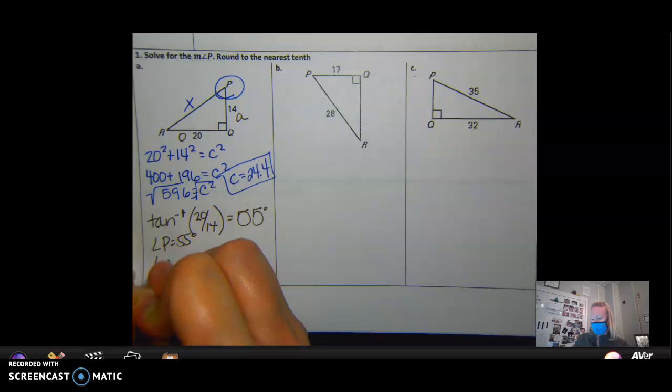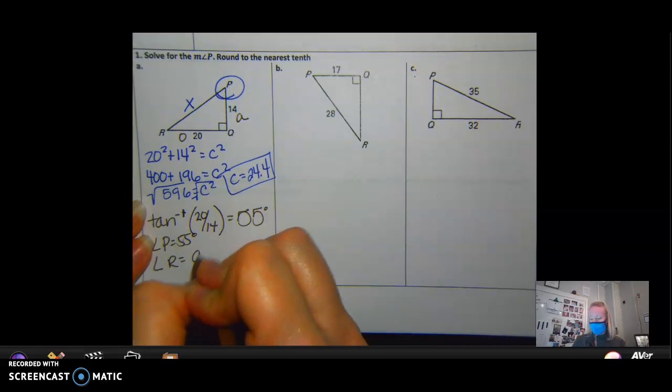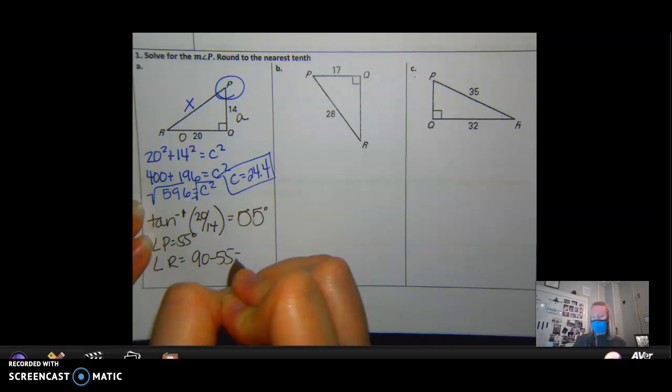I could quickly find angle R. I could use an inverse ratio, but I could quickly find it a different way. How could I find it? Yep, or just 90 minus 55, right? Because we know that that's 90 degrees left over. How many degrees would that be?